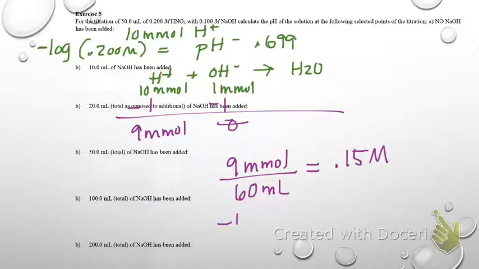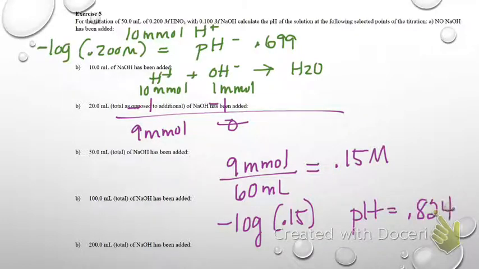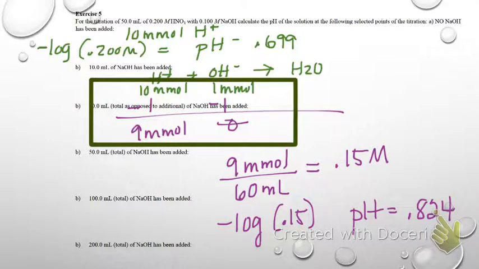So if I take the negative log of that, my pH is 0.824. I need to know that you understood why I did that part. It's an ICE table, right? Because if I'm adding, what happens when I add a base to an acid?